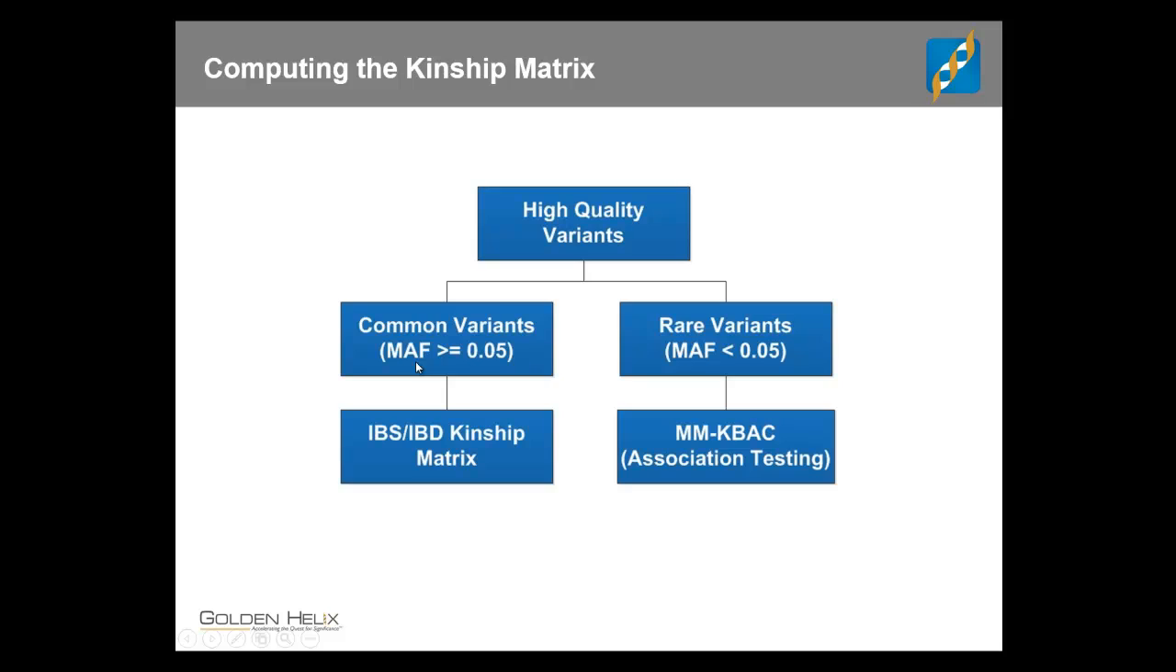From the common variants, you can then compute the identity by state or identity by descent kinship matrix. You could also use a genomic relationship matrix, some sort of pairwise comparison between samples to indicate the relatedness.